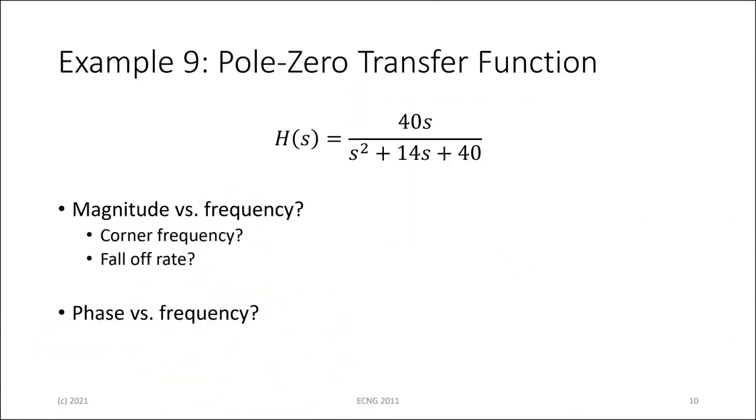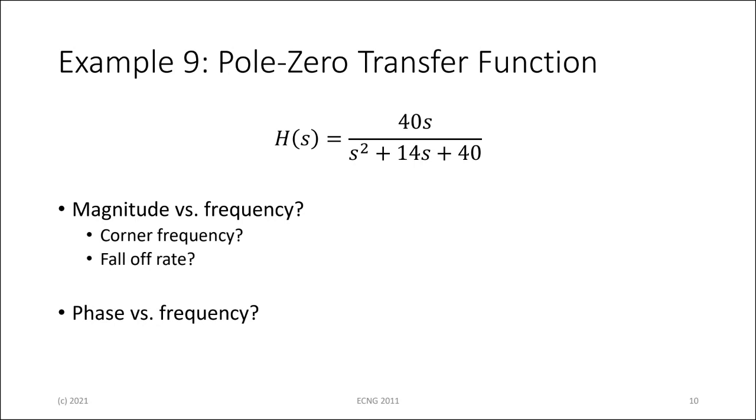So let's add a little more seasoning as we keep going along. So what about this kind of transfer function now? Here we have 1, 0, and we have a quadratic down at the bottom. So what is the magnitude versus frequency response? How fast is it going to fall off? What is the phase now? So here we go. We're starting to get more realistic in terms of what the behavior looks like.